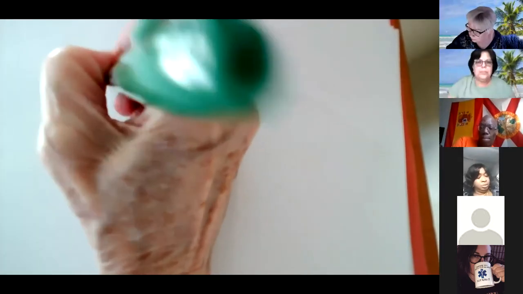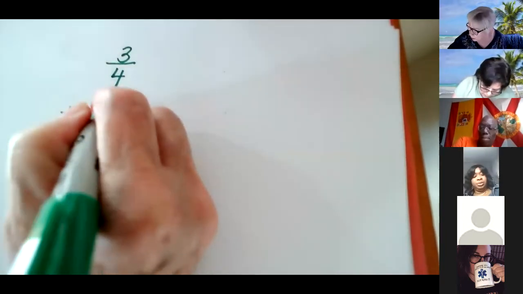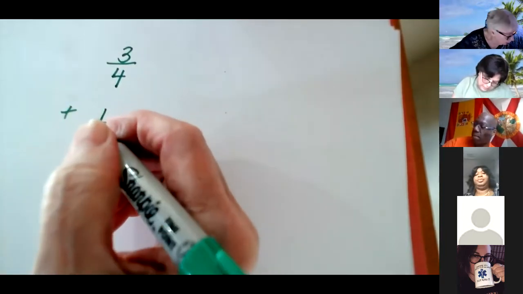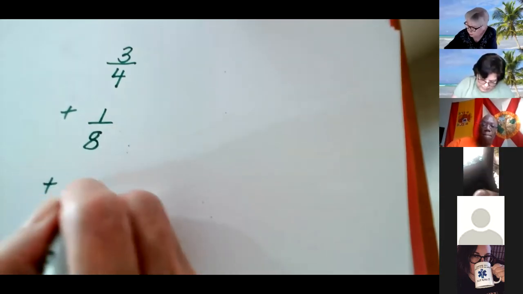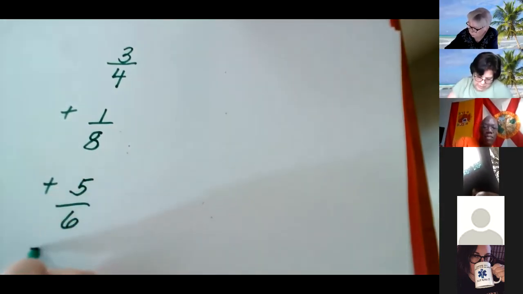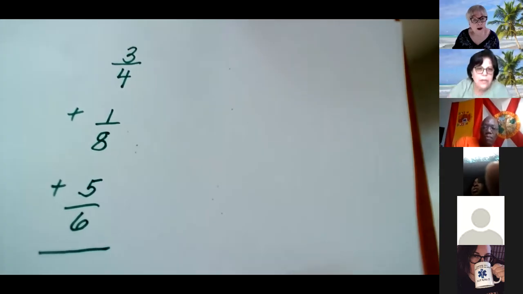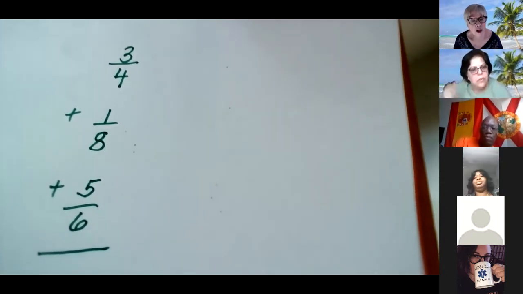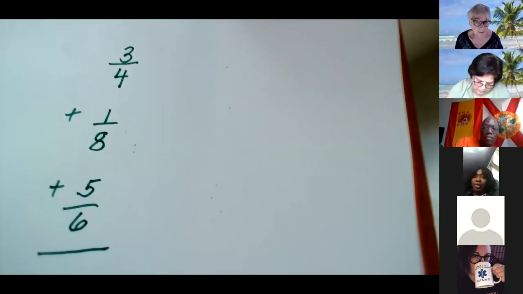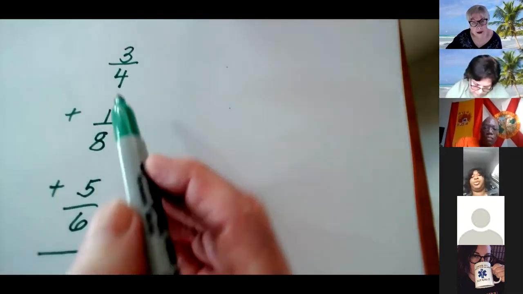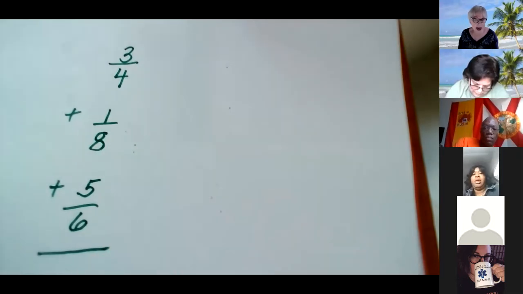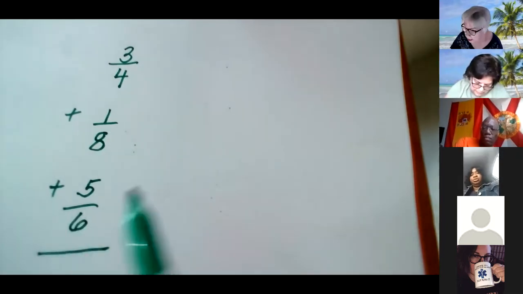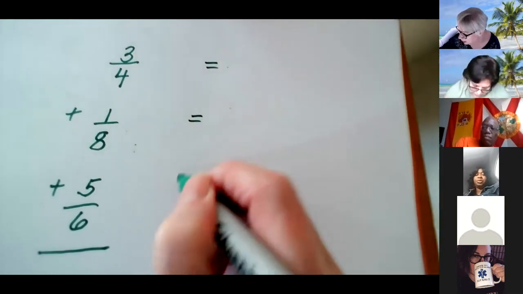Okay, let me do one that's a little bit harder. This is 3/4 plus 1/8 plus 5 over 6. When you have 3 numbers, 3 fractions, you've got to find a common denominator that's good for all 3 at the same time. Now, if it had just been the 4 and the 8, we would have used 8. But now I've got a 6 in here, and so I've got to figure out what it could be.